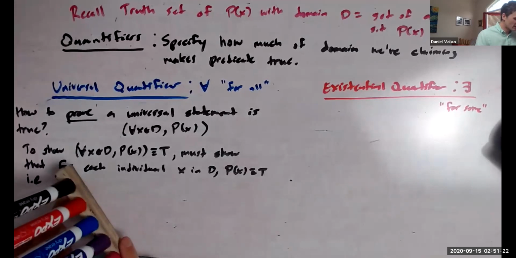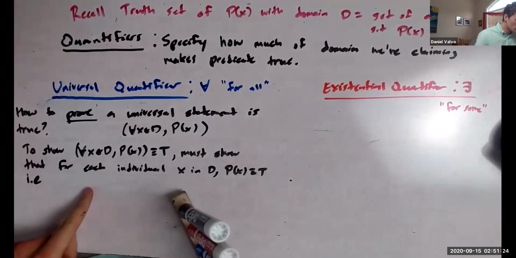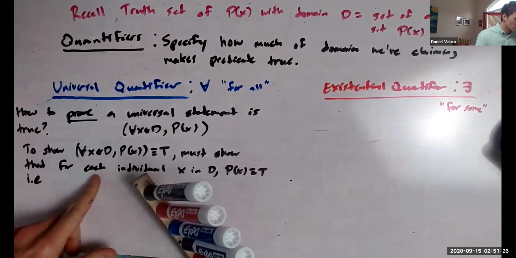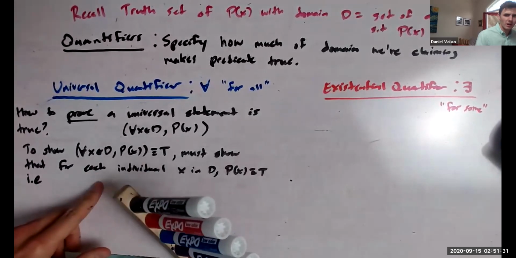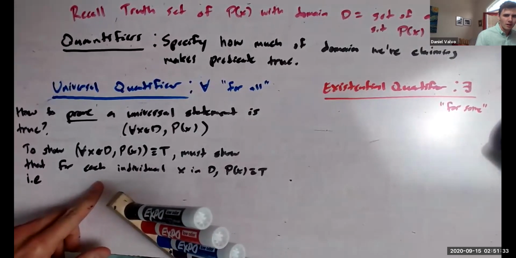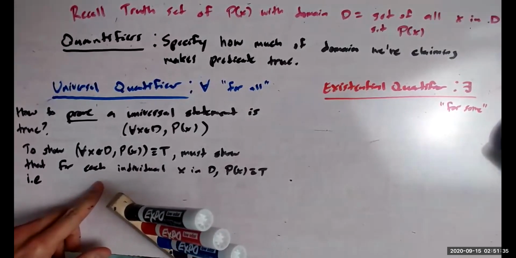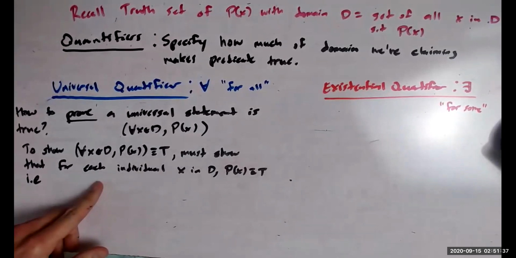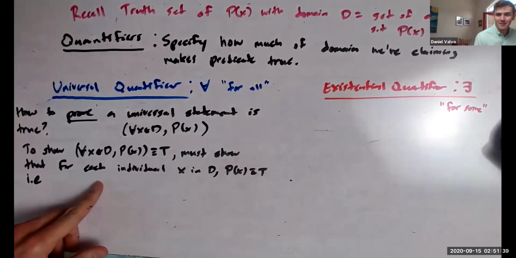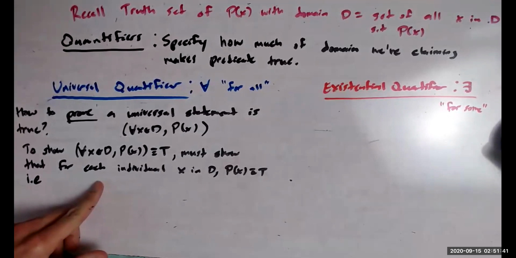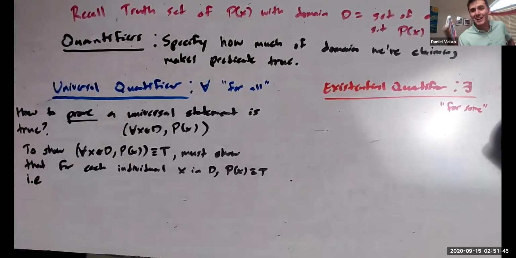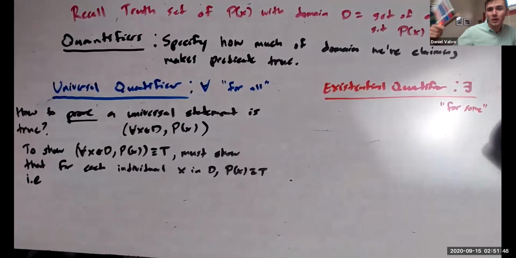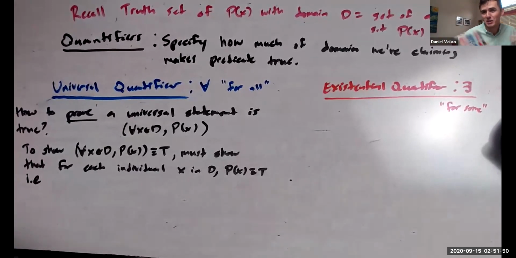If we're saying this statement is true, so we're saying that for each individual x in D, P of x is true, what's that mean about the truth set of P with this domain? They're equal. Equal to what? The truth set is equal to the domain. Exactly. Thank you, Alex. You saved me having to say that.